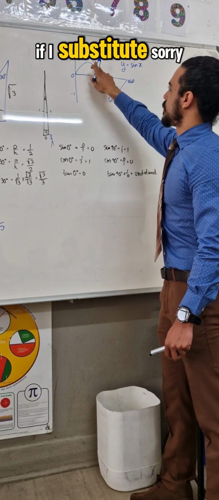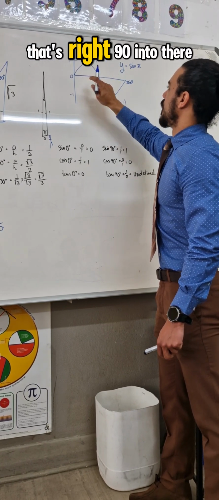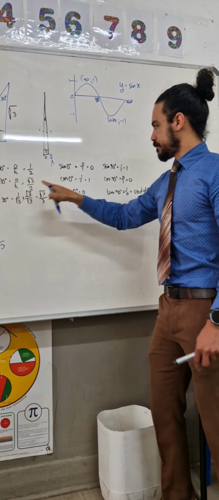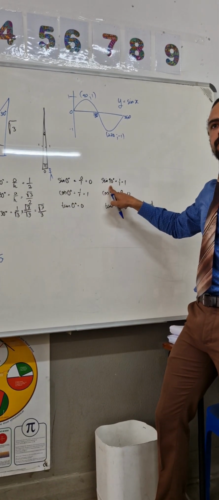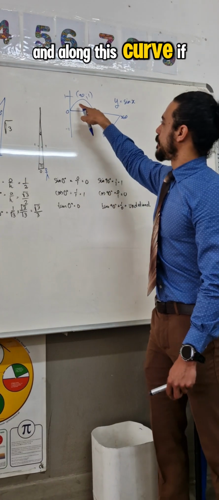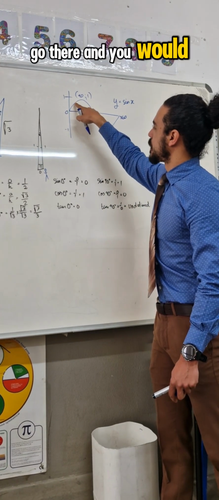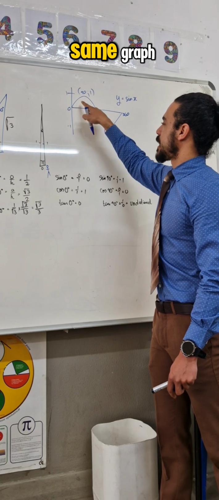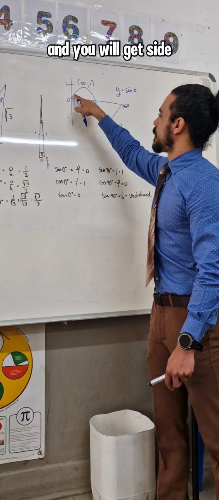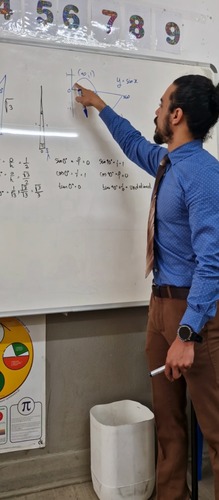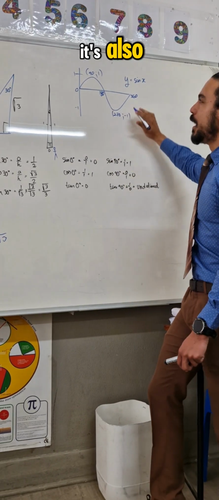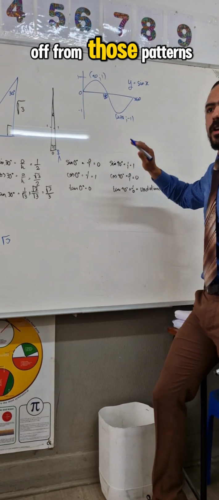If I substitute 90 into there, what do I get? 1. You see? And along this curve, if you substitute it, go there and you get the 60 angle, you'll get a half. If you go by the sine graph, sine 30 is going to be a half, and 60 is going to be the square root of 3 over 2. So you can actually read it off from those values.